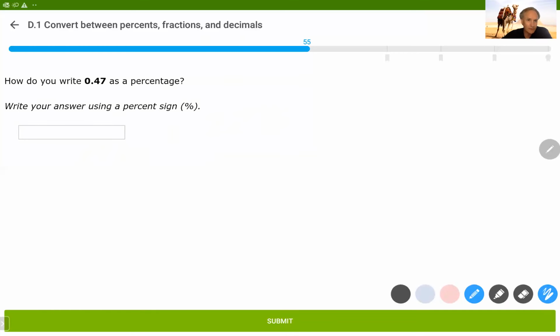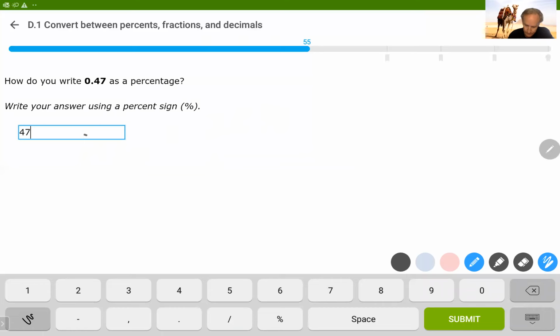47 per 100, or 47 hundredths. That's how we read that decimal. So that is 47%. And we're supposed to use the percent symbol.